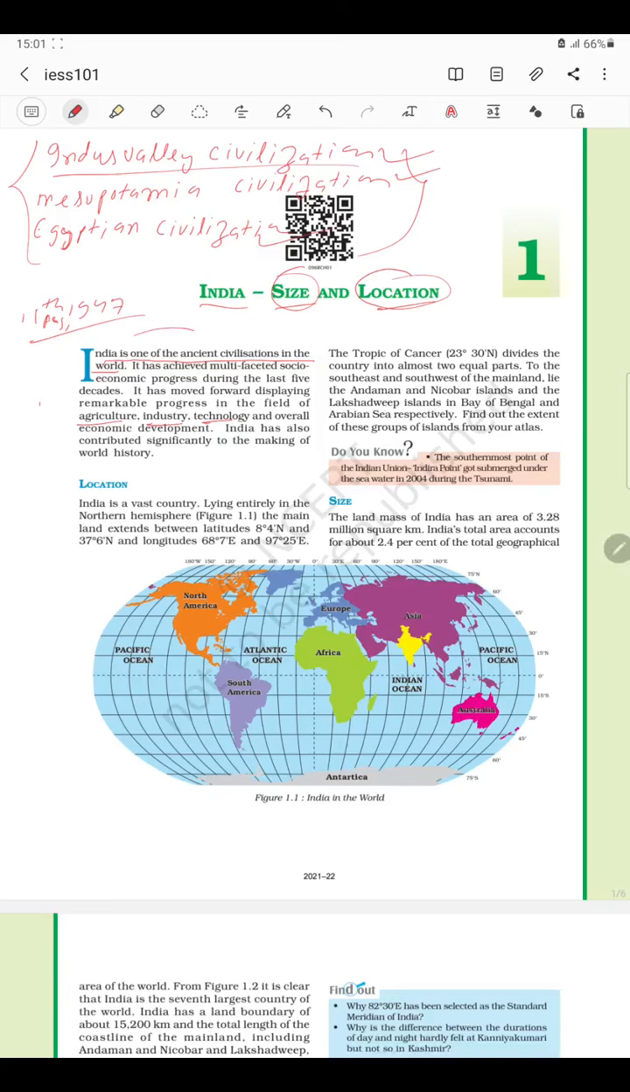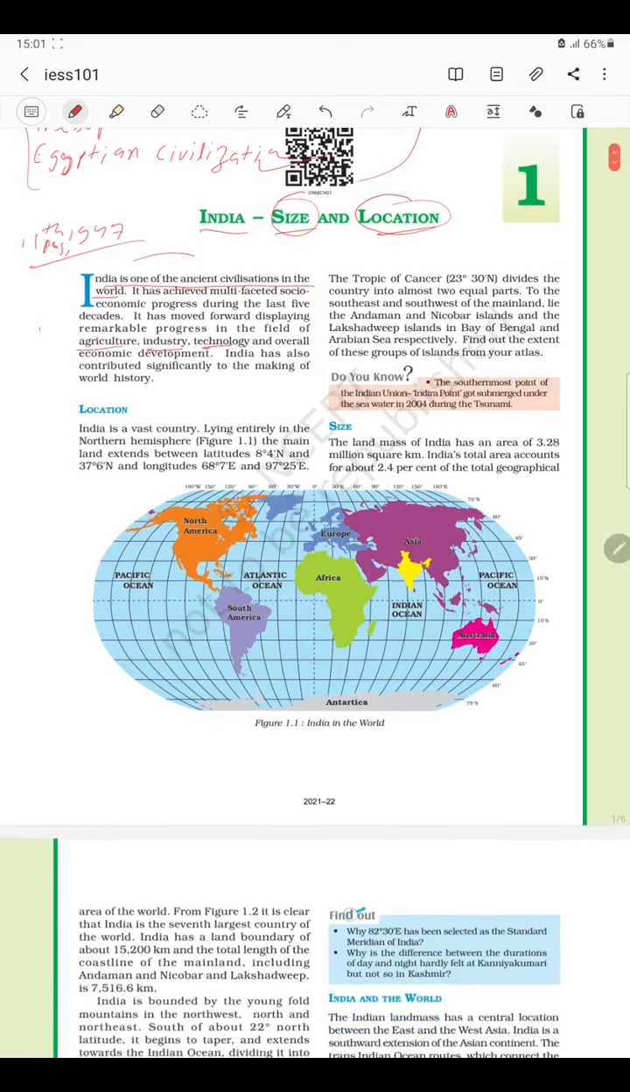Now, the main aim of this chapter is the location. We want to know the location and size of India. Okay, so come to the point. Location on the map. If you want to know the location, first of all you need knowledge of latitude and longitude. What is latitude and what is longitude? First I will explain that.